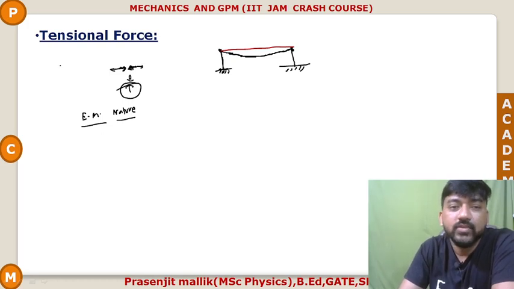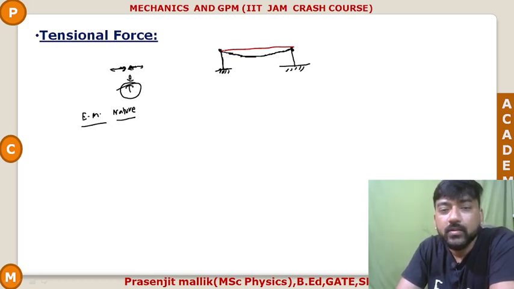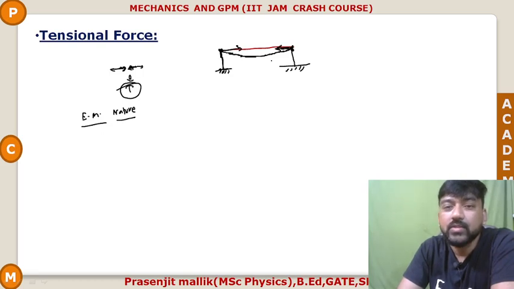Now the next question is, what will be the direction of this tensional force? This is very important. You can see the tensional force will always be away from the point where you want to find out the tensional force. Suppose you want to find out the tensional force here, this rope will pull this support, so the tensional force will be along this direction. Here also the rope will pull the support, so the tensional direction will be along this direction. So always the tensional force will be away from the object.